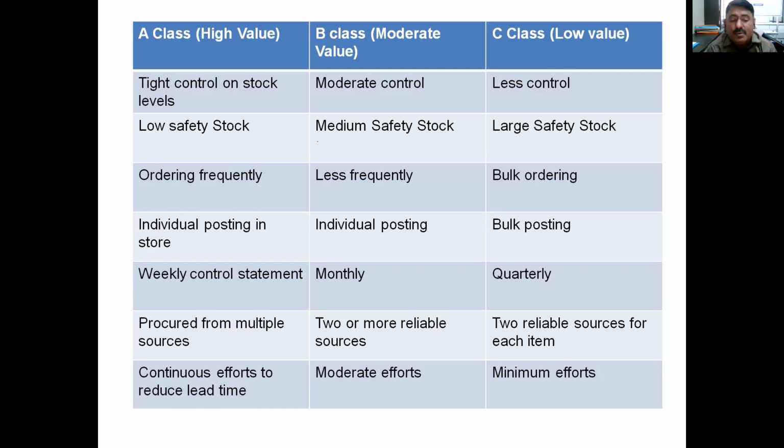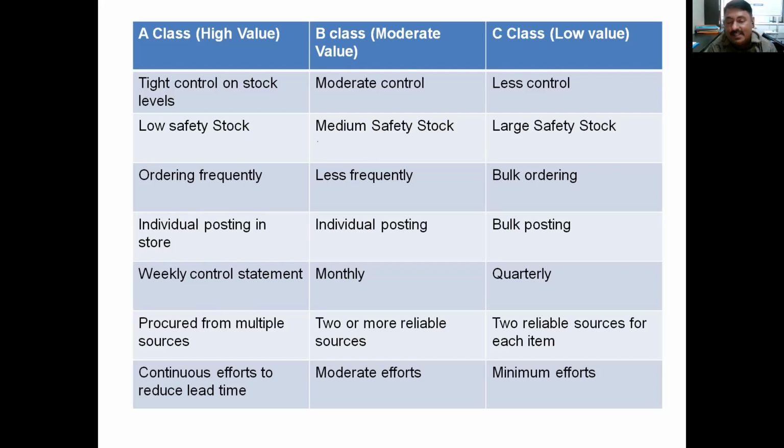Then procured from multiple sources. It is not the case that for class A only one vendor is fixed. The company will try to get a supplier with somewhat better quality and appropriate, marginal prices, etc. Two or more reliable sources for B class, and for C class two reliable sources for each item. There are various items and categories in C class. Continuous effort to reduce the lead time.